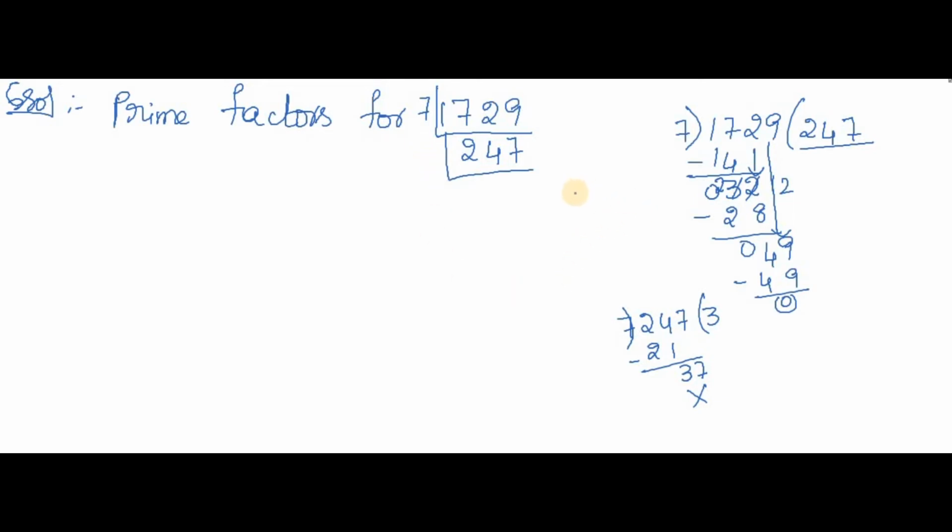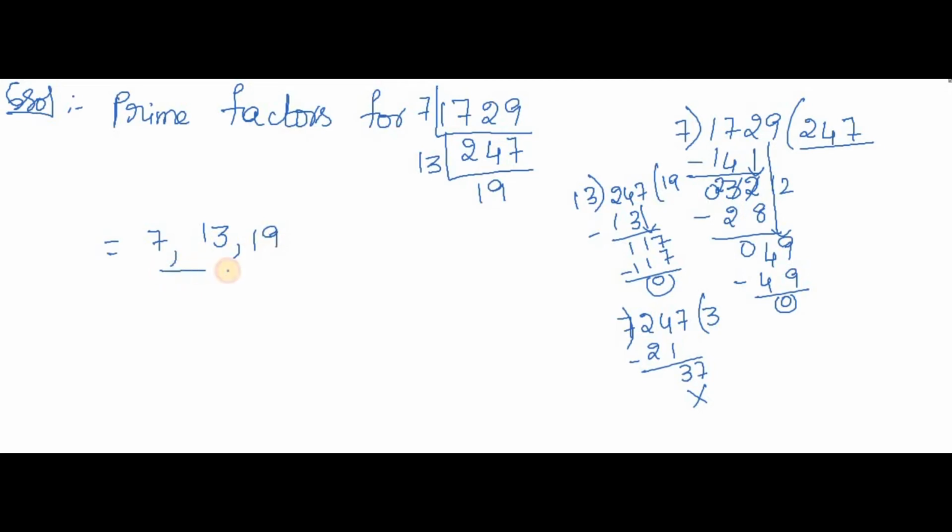13 table we'll see. 13 2s are 26, so that is the reason, 13 1s are 13. 4 minus 3 is 1, and 1 and 7. 13 9s are 117. So 13 19s are 247, friends. 19 is a prime number, so we can start finding our prime factors. So the prime factors of 1729 are 7, 13 and 19.